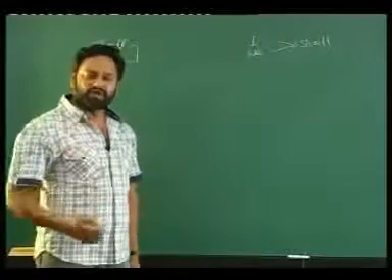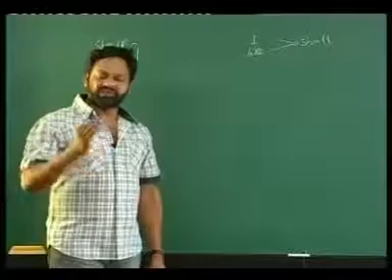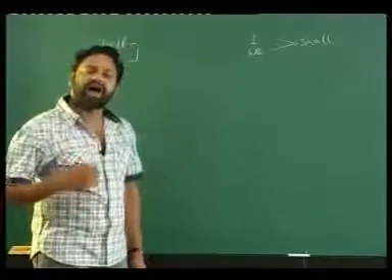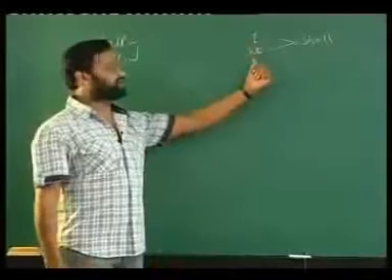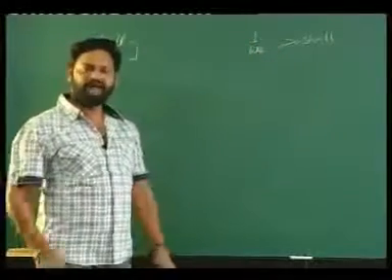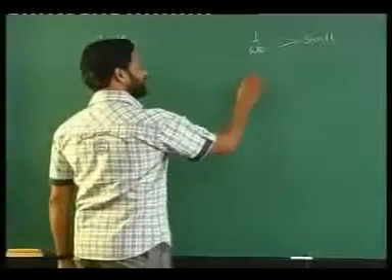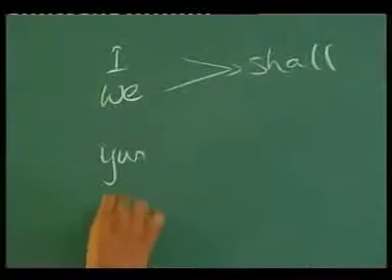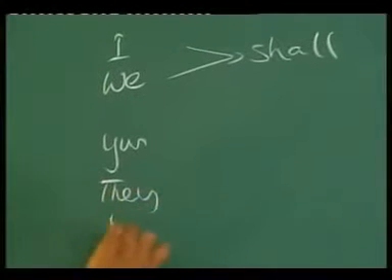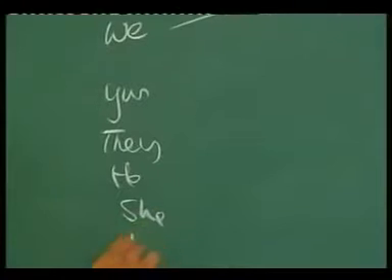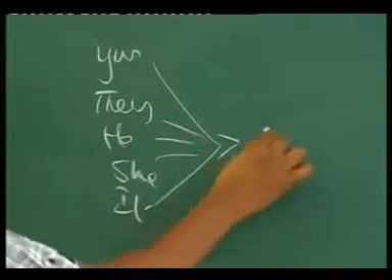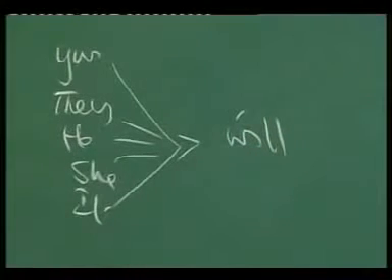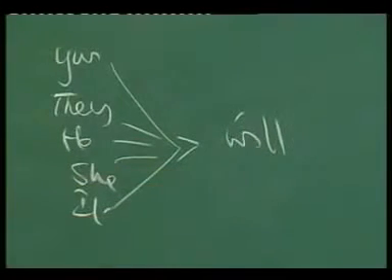I shall come tomorrow, we shall meet here next week, I shall continue this lesson, and we shall complete this lesson. Like this, whenever you say I and we, we use the word shall. And in the rest of the cases, for example you, they, he, she, and it, when you start the sentence with any one of these subject pronouns, then instead of shall, we use the word will.